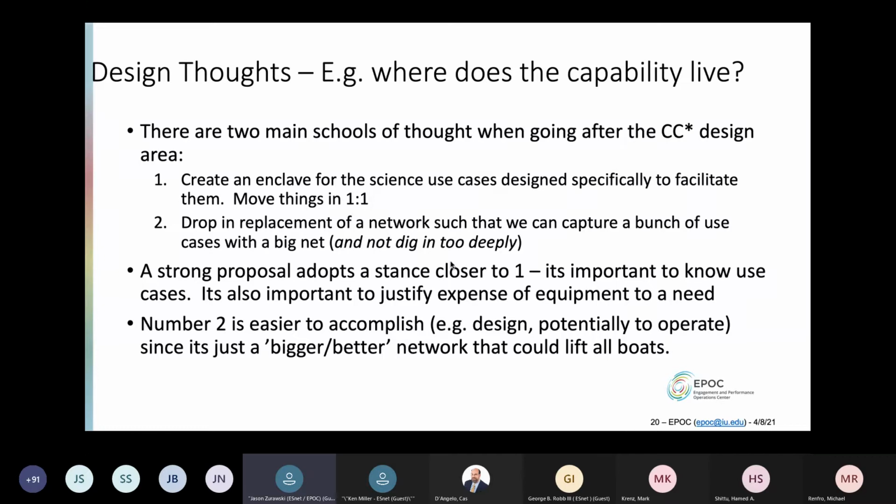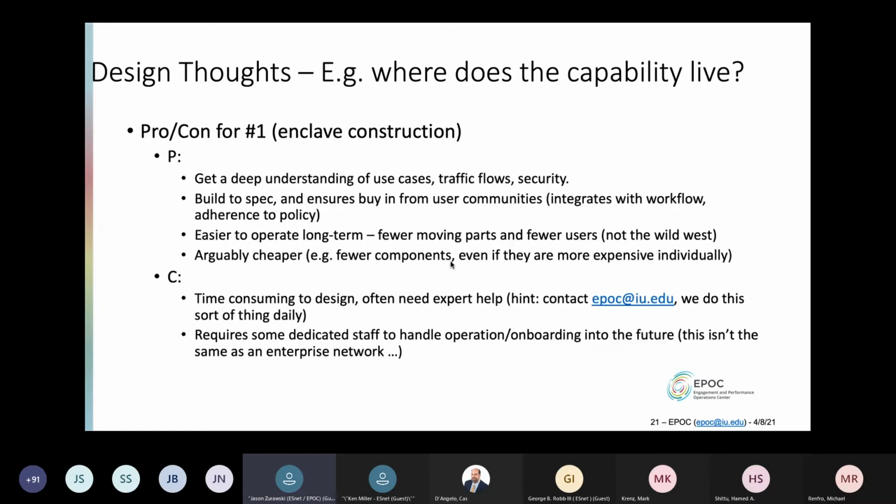Number two, you can do it, but there's other things that you must be aware of if you're going to take this approach. So a couple of pros and cons here for the enclave idea. You do gain a deeper understanding of use cases and traffic flows and security if you're building something brand new off to the side and then you're moving your use cases onto it.